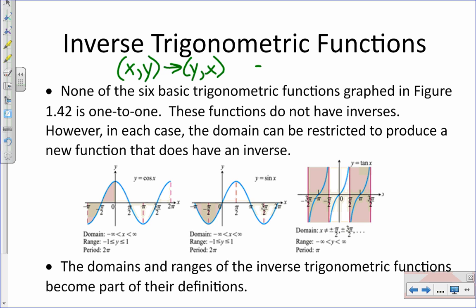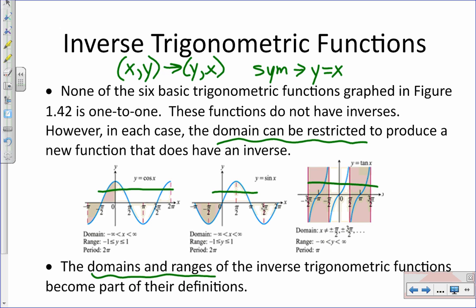Okay? Also, we know we're going to be symmetric about the function y equals x. And we can verify that a function is inverse by doing composition. Now, if I look at my three basic trigonometric functions, you will notice that they are not one-to-one functions. So therefore, as they stand, they do not have an inverse function. But don't you worry, we can restrict the domain of these so that we can graph their inverse functions. Aren't you glad? So the domain and ranges of inverse functions become part of their definition.